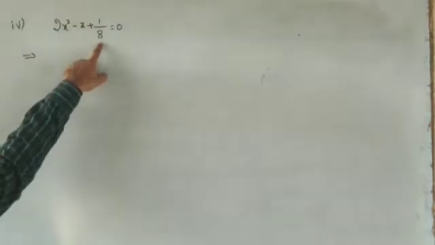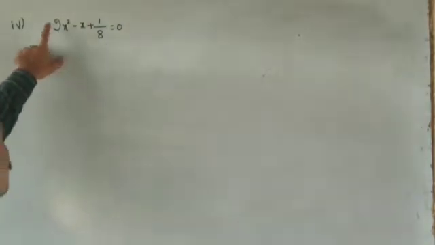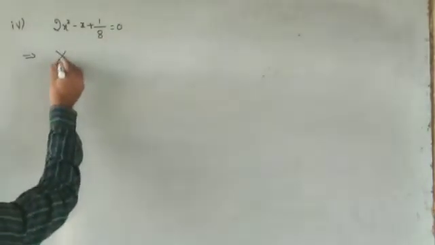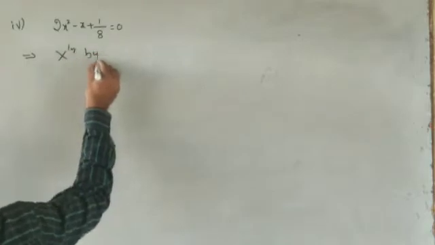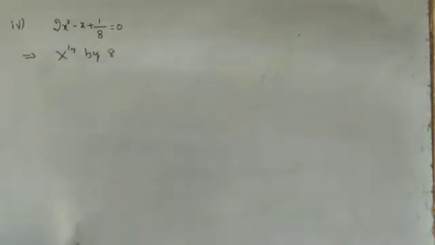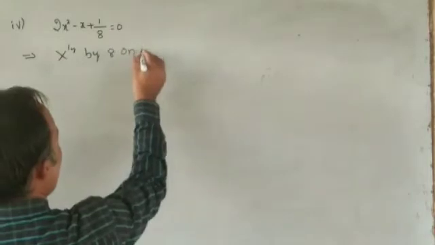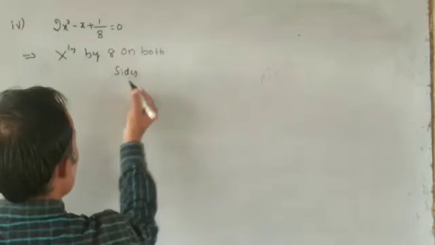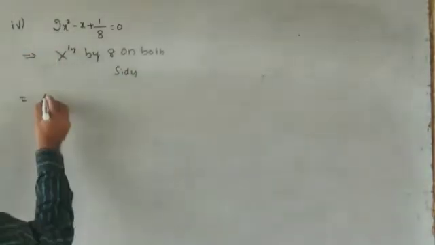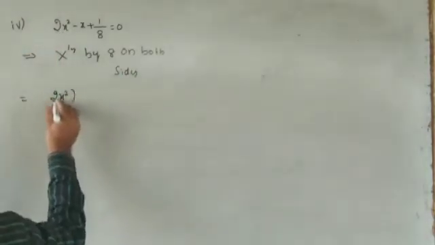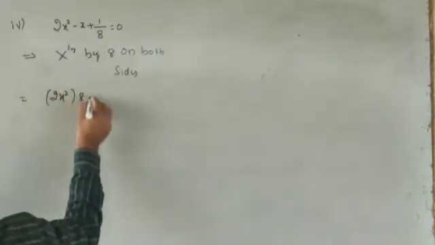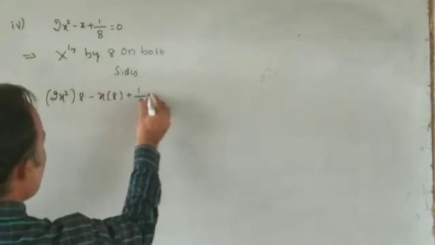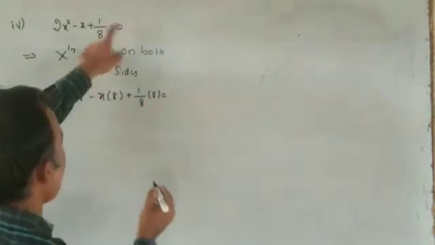So what is the denominator? 8 is the denominator. So what you have to do is multiply all the terms by the denominator. Multiply by 8 on both sides. On both sides, so there is no change in the value, nothing to worry. There is no change in the given question. 2x square multiplied by 8, minus x into 8, plus 1 by 8 into 8, is equal to 0 into 8.